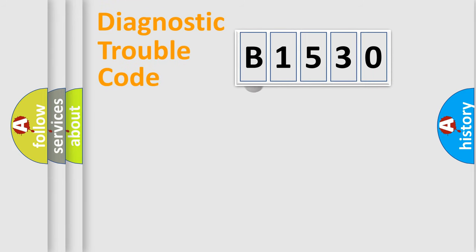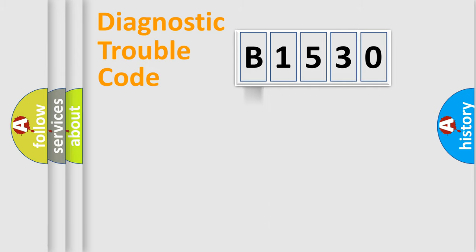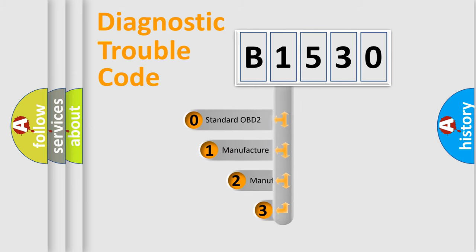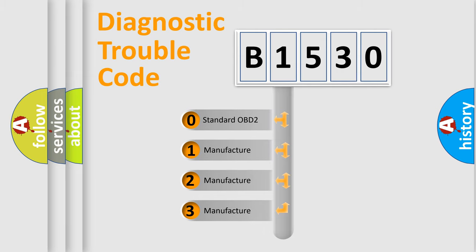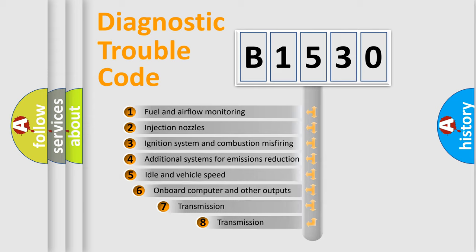Let's do this. First, let's look at the history of diagnostic fault code composition according to the OBD2 protocol, which is unified for all automakers since 2000. We divide the electric system of an automobile into four basic units: powertrain, body, chassis, network. This distribution is defined in the first character of the code. If the second character is zero, it is a standardized error. In the case of numbers 1, 2, 3, it is a car-manufacturer-specific error.